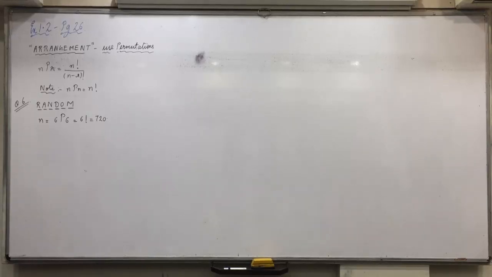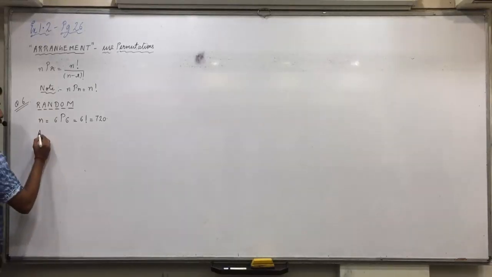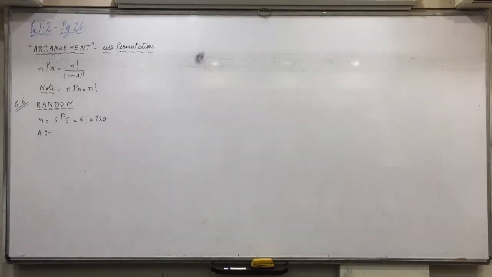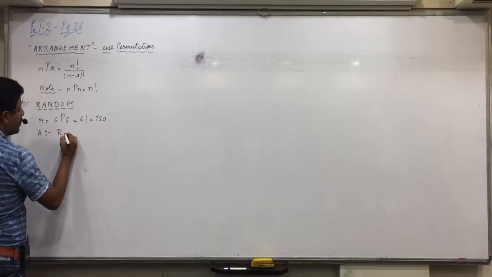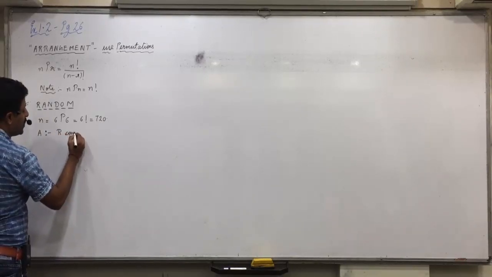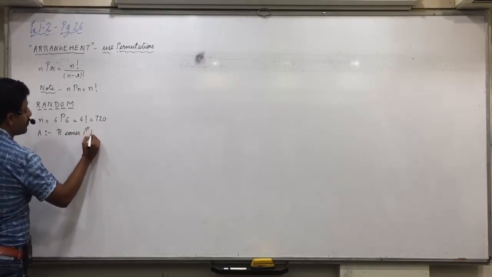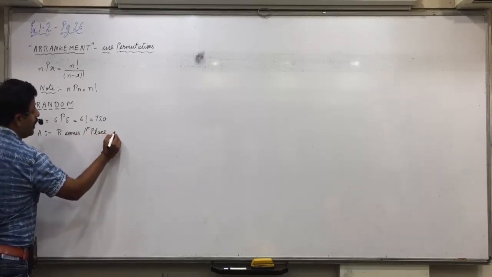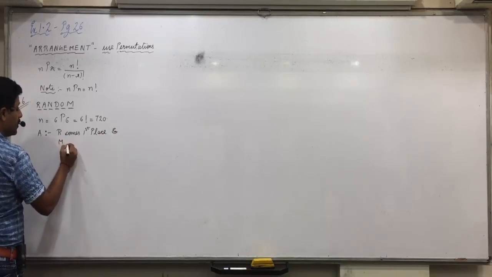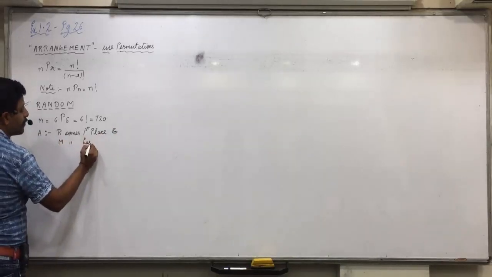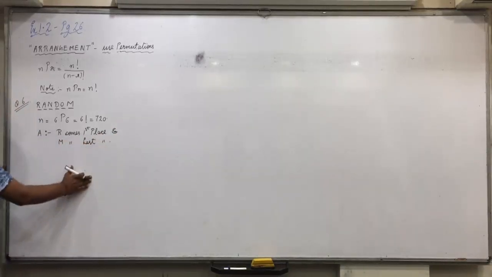Now the question is that we should get R in the first place and M in the last place. Has everyone written up till here? So let event A be the event that R comes in the first place and M comes in the last place.